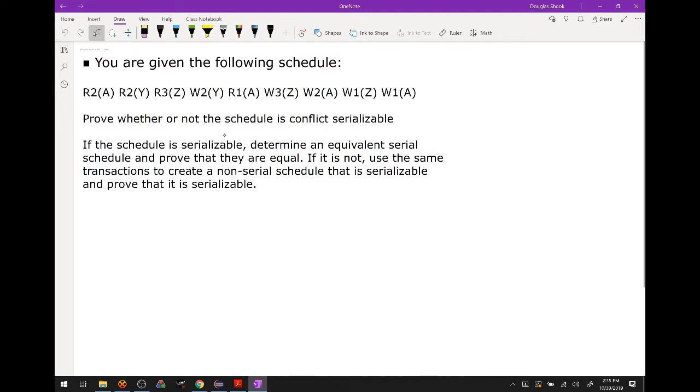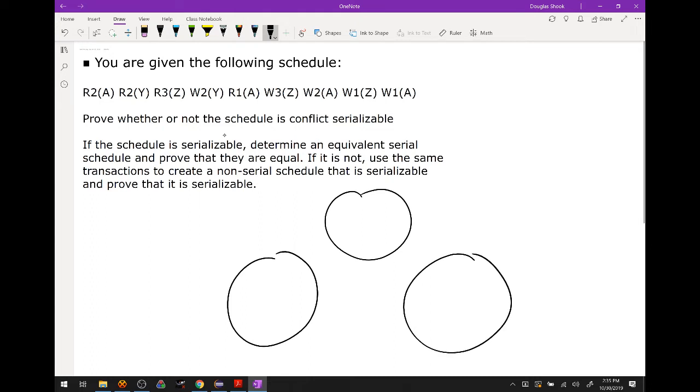So we are given the following schedule that's listed up here on the slide, and the first thing we want to do is prove whether or not the schedule is conflict serializable. So what am I going to do to prove that? What do I need to do? Yeah, we need to make a graph and see what's up. So how many nodes are going to be in this graph? 3. 1, 2, 3. I'll label this T1, I'll label this T2, I'll label this T3.